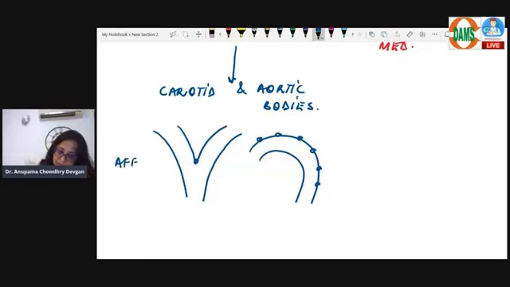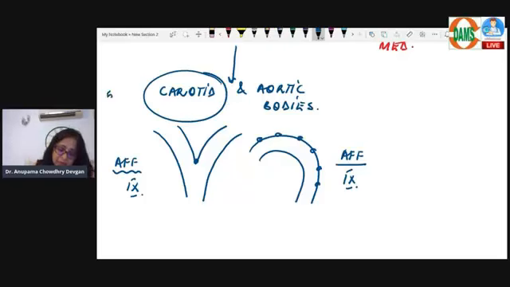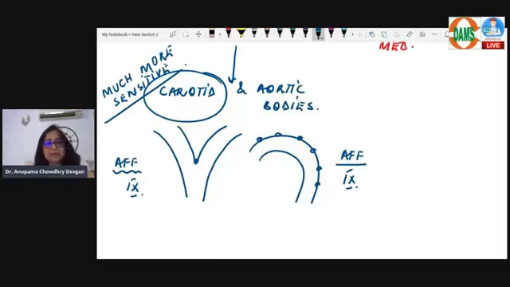What is the afferent or the sensory nerve? Afferent from the carotid bodies is the ninth nerve. Which is much more sensitive? Carotid bodies are much more sensitive as compared to the aortic bodies. So afferent fibers from the carotid bodies join the glossopharyngeal, and afferent fibers from the aortic bodies join the vagus, right?